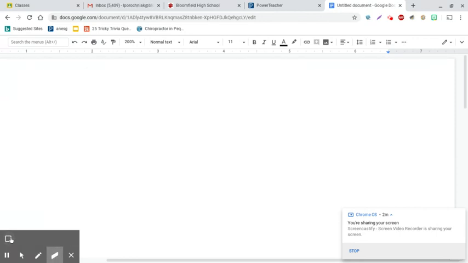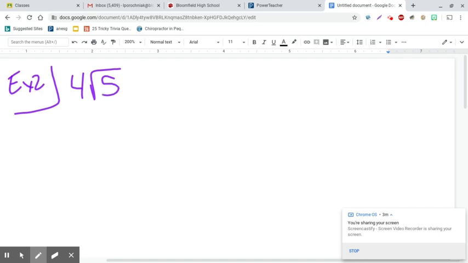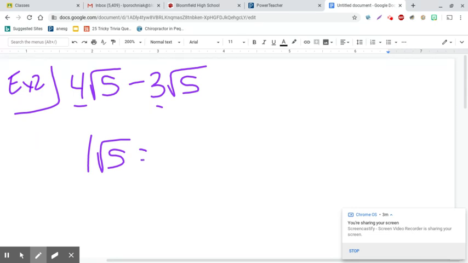Let's try another. Example 2. We have 4 radical 5 minus 3 radical 5. All right, guys. They're the same radical. Same radicand. They have the same index. They're exactly the same. So all we're going to do is 4 minus 3, which is 1, and then keep your radical 5. Guys, you technically do not need the 1 in front. The 1's invisible. Your answer could be just radical 5. I mean, both is fine. But that's how you would do example 2.